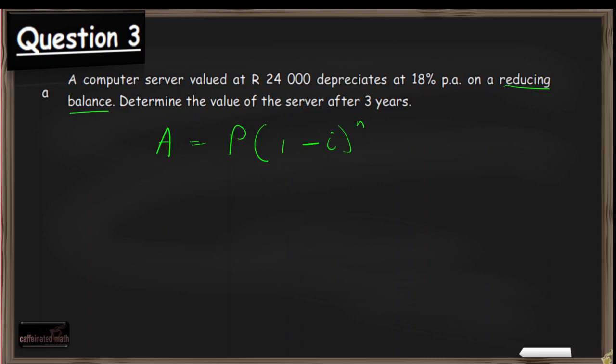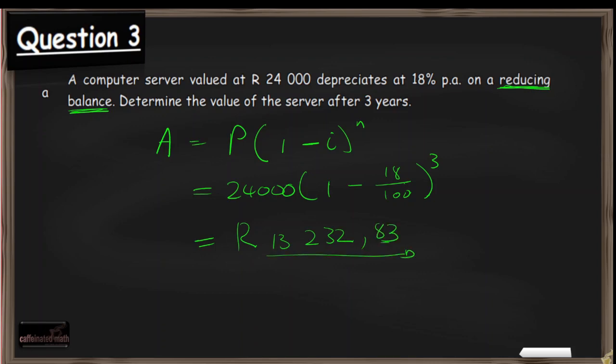Okay, so we have to use our compound formula because we say reduce. That reduction gets compounded as the years go on. Well, in this case, our P is equal to 24,000, and we have 1 minus, of course, we'll take that 18%, divided by 100, and then, of course, over 3 years. Calculator should give us 13,232 Rand and 83 cents, because we are living in South Africa where the currency is Rand.